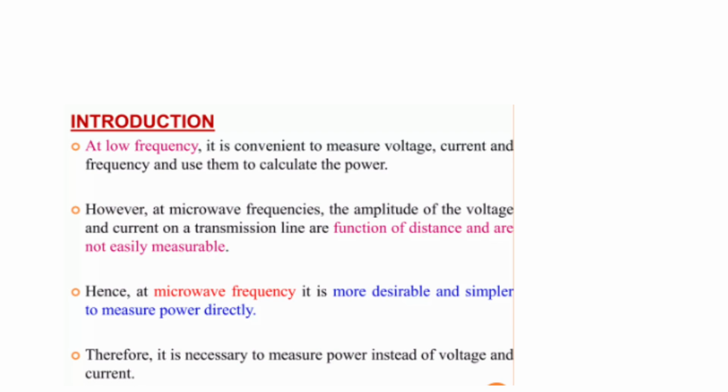At low frequency, it is convenient to measure voltage, current, and frequency and use them to calculate the power. However, at microwave frequencies, the amplitude of the voltage and current on a transmission line are functions of distance and are not easily measurable. Hence at microwave frequency, it is more desirable and simpler to measure power directly. Therefore, it is necessary to measure power instead of voltage and current.